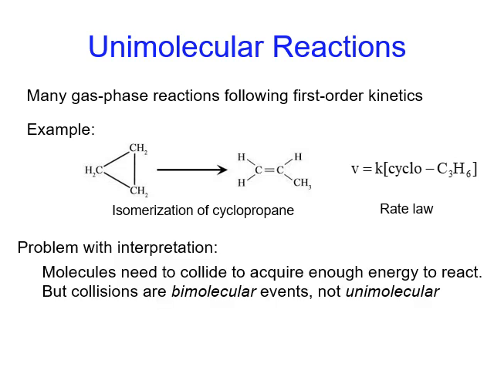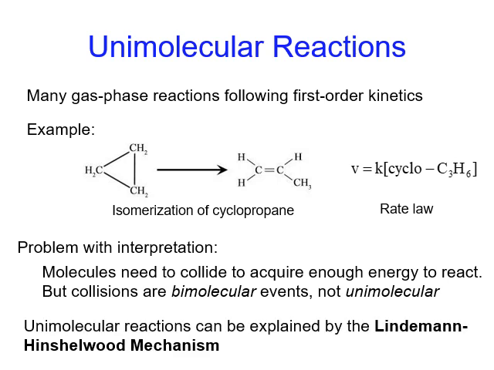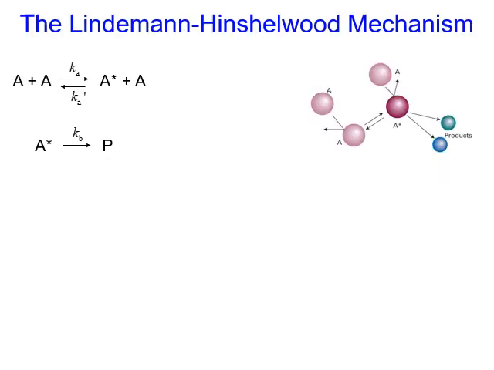In theory, molecules need to collide to acquire enough energy to react, but the collisions are bimolecular events, not unimolecular. So how do we explain this gas phase reaction following first order or unimolecular reaction? One successful theory to explain gas phase reaction is the Lindemann-Hinshelwood mechanism. In the Lindemann-Hinshelwood mechanism, two gas molecules first collide with each other, and one of the two molecules gains enough energy to become an activated molecule. This activated molecule forms the product.